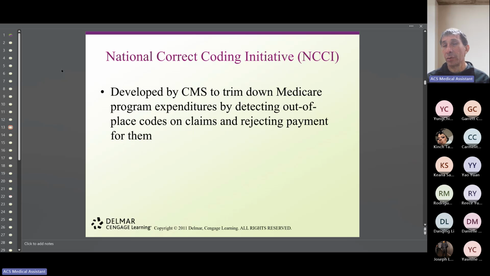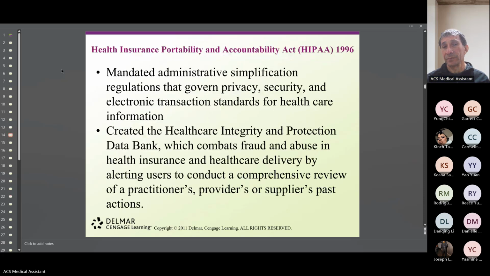So that is the National Correct Coding Initiative. That's what it says, National Correct Coding. Because it's at a national level, they have someone who is actually monitoring that all these codes are used correctly. The intention is to pay for services that actually occurred, and that the codes are correctly used for the reimbursement. That's basically what it is. Any questions?